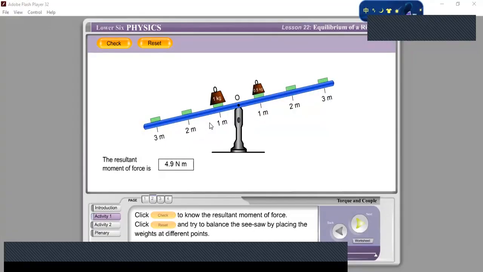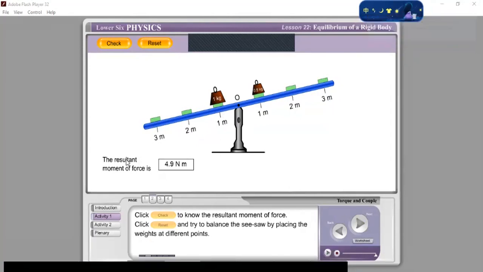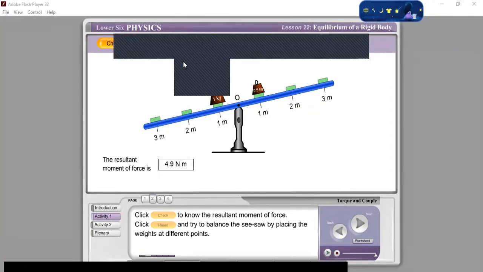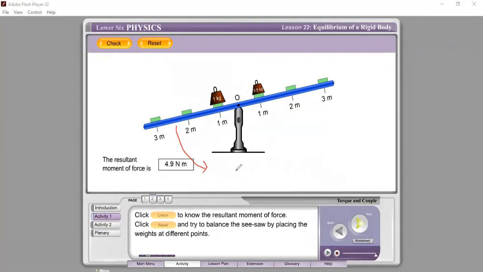The turning effect means that now there will be a resultant torque. Resultant torque means that at the left side, if I put 1 meter at the left side, it produces a torque and causes this object to rotate with 4.9 Newton meter, because the torque is equal to r times F. So the unit of torque will be Newton times meter, Newton meter.